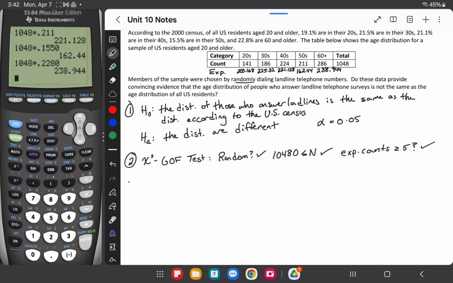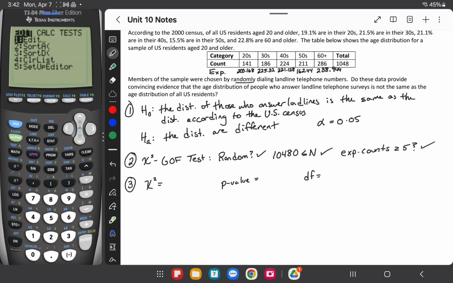So in step 3, let's go ahead and do our calculations. We're going to be looking for a few things here. First would be our chi-squared test statistic. The next would be our p-value. And then last would be our degrees of freedom. So let's go ahead and find each of those. Probably going to be easiest to just let the calculator do the work for us. So let me show you how to do that.